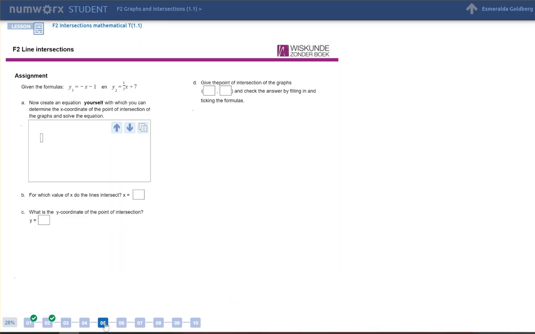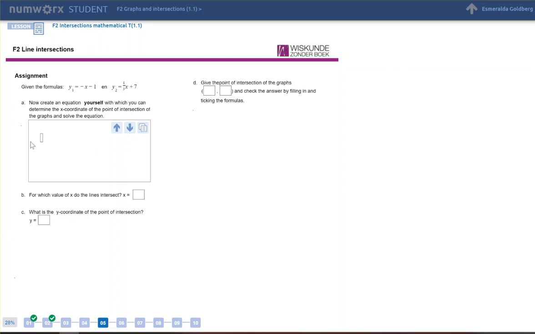Something interesting happens from exercise 5 onwards. The graph isn't given anymore. They still say in exercise D, check the answer by filling in and taking the formulas, like we did in exercise 3, but the graph doesn't appear. So just ignore that last part, just solve the equation and fill in these two boxes, and that should be enough. Right, let's try this one.